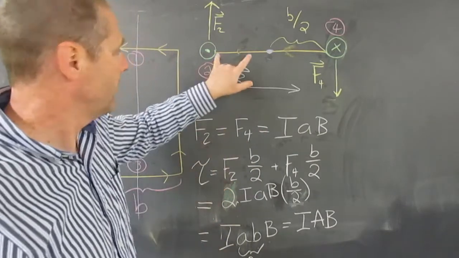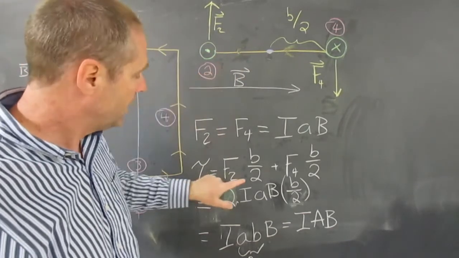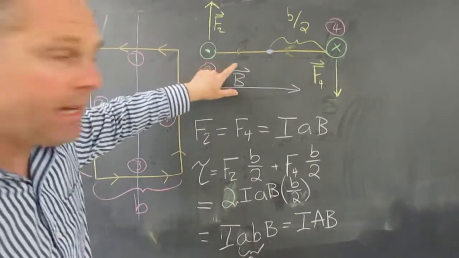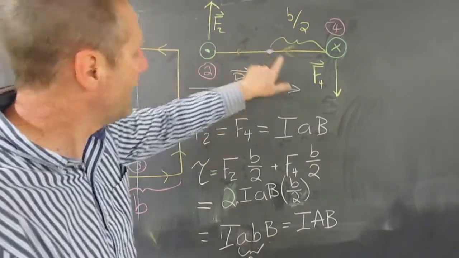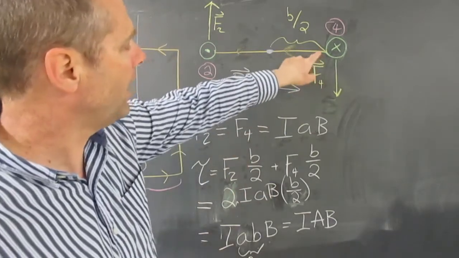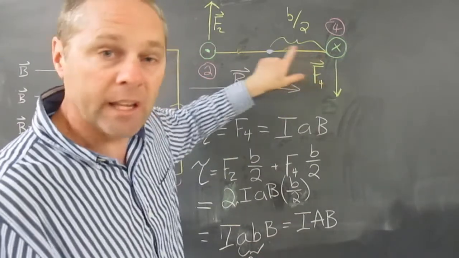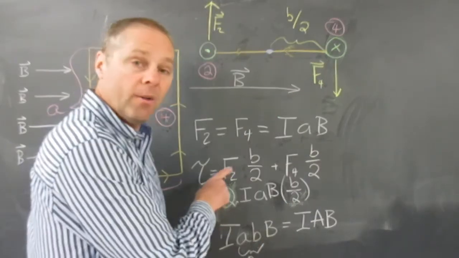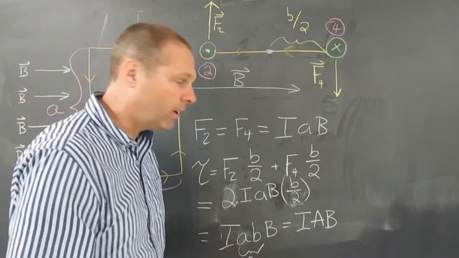Therefore, our torque on this side is going to be equal to the force of 2 times the distance b over 2, because this entire length here is b, and so from the midway point to the end is going to be b over 2. And likewise, the same thing with force 4. If we're looking at the torque applied here, it's going to be force 4 times this length, which is b over 2. Therefore, the total torque in the entire system is going to be force 2 times b over 2, plus force 4 times b over 2 as well.